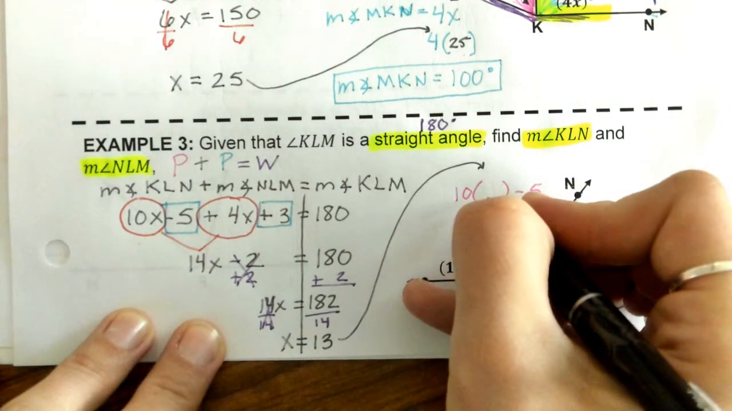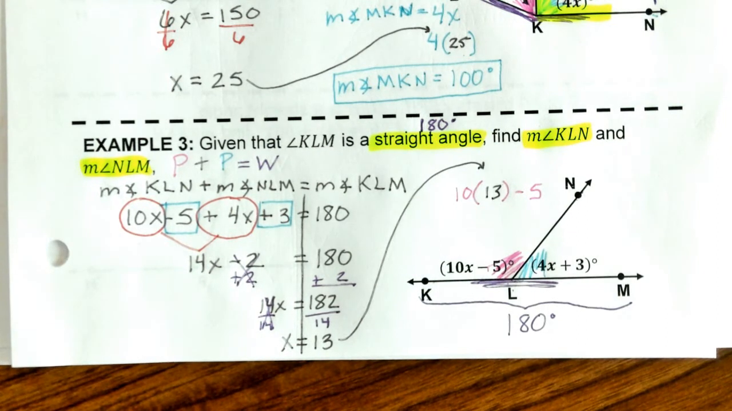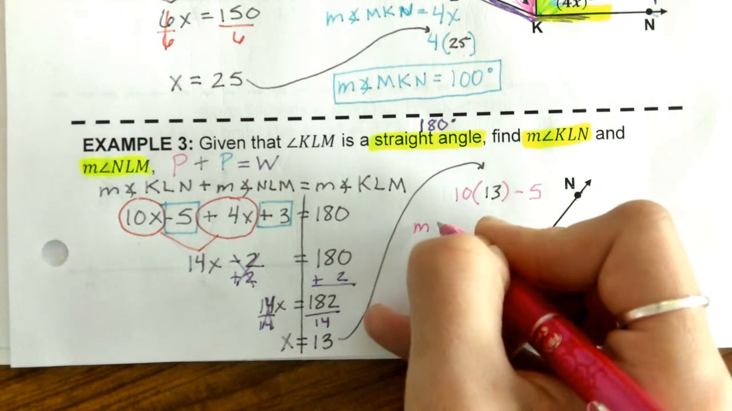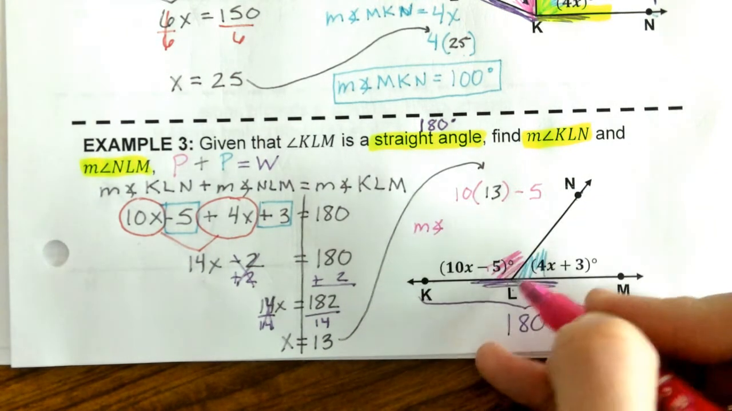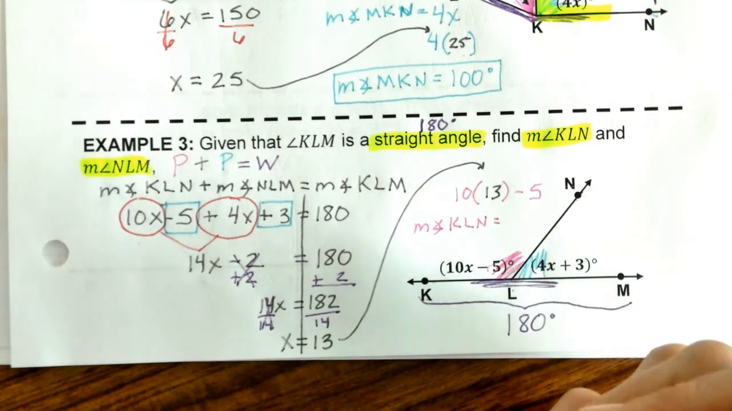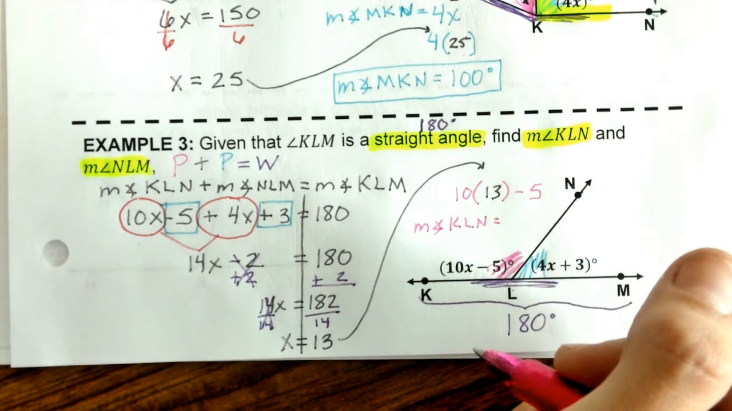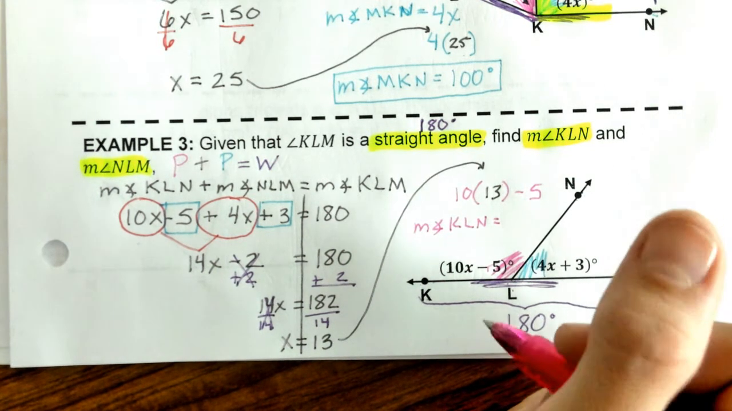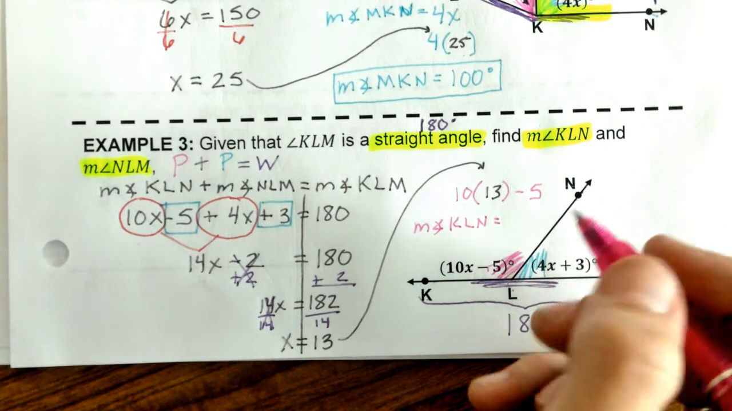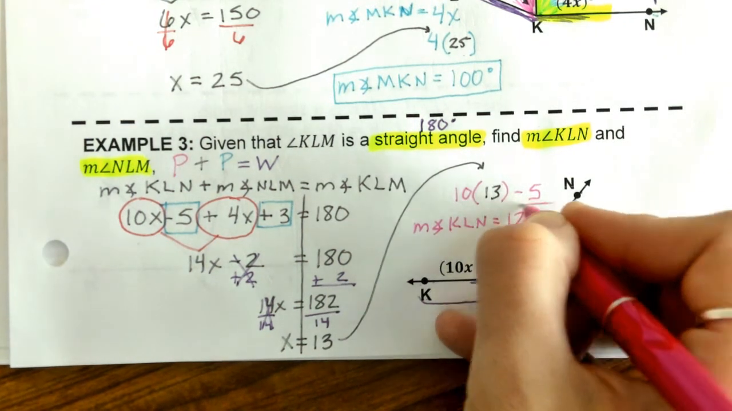So we're going to plug in that 13, and then we're going to find that measurement. So the measurement of this first angle, KLN, we're going to calculate that out. I see several of you have already done that. Thank you. And what is this measurement going to be? Good, 125 degrees.